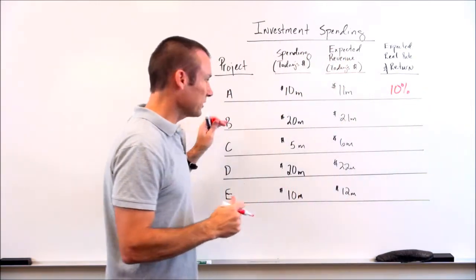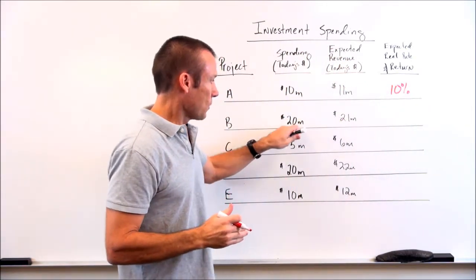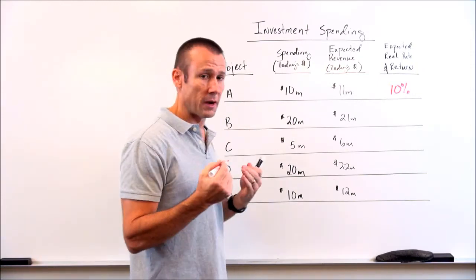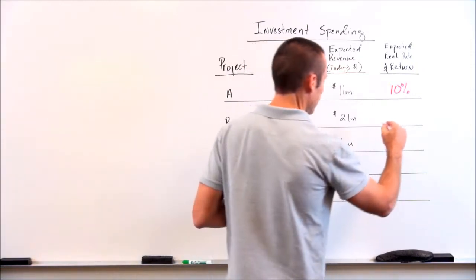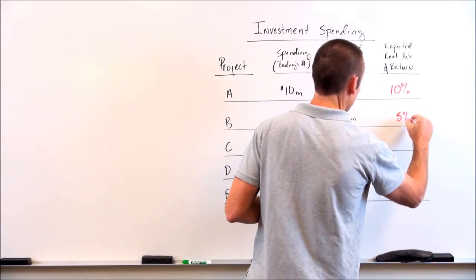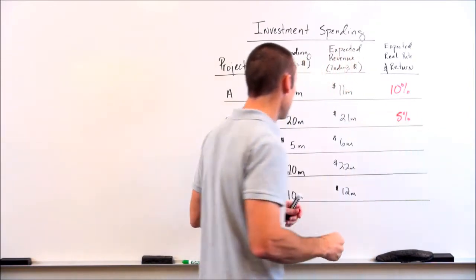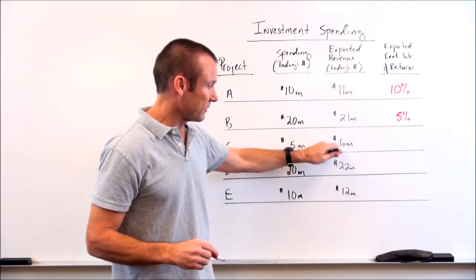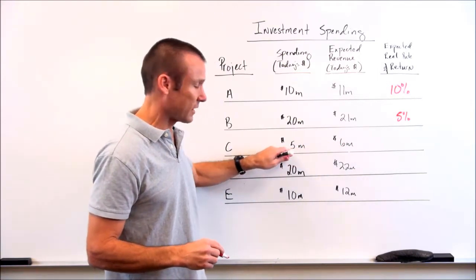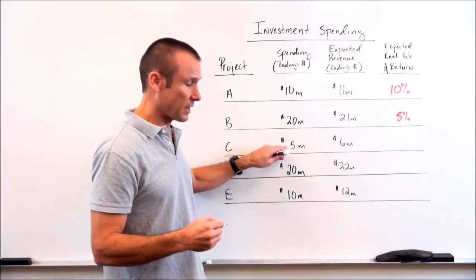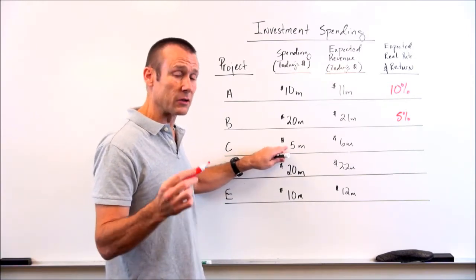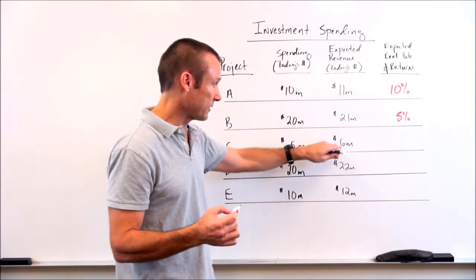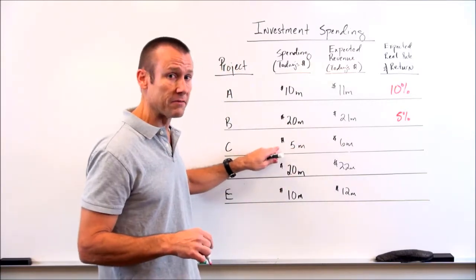For this next project, project B, I've got 1 million difference over how much I'm going to have to spend, 20 million. So my expected real rate of return is going to be 5%. For project C, my 1 million is the difference between my expected revenues and how much I have to spend, divided by how much I have to spend, because once again, I'm finding the expected real rate of return on the $5 million. That's why I'm taking the difference, 1 million, and dividing it by 5 million.